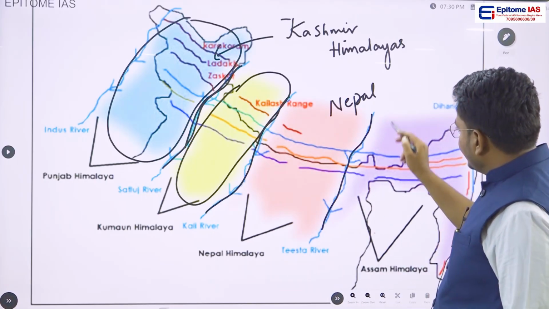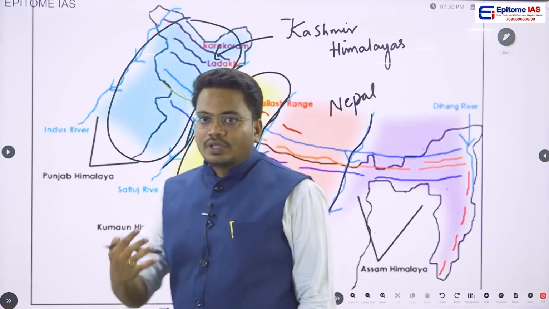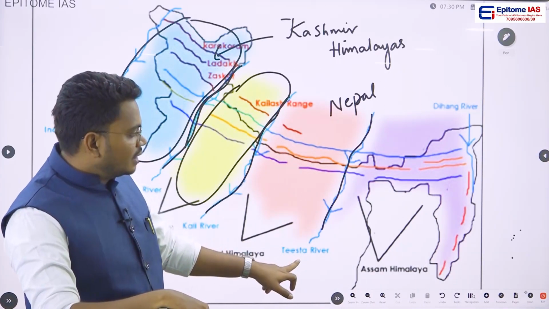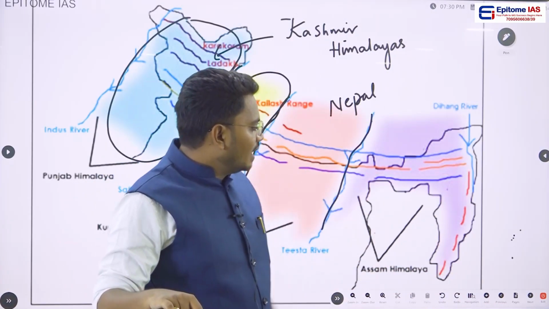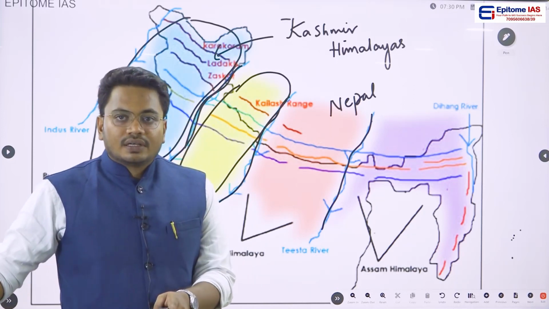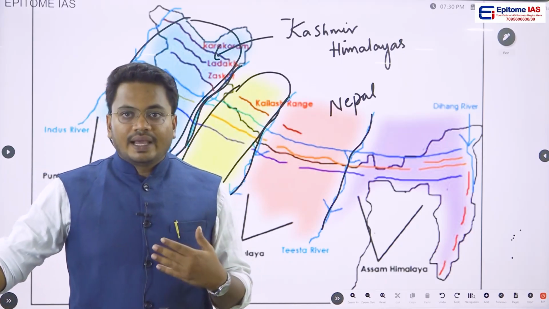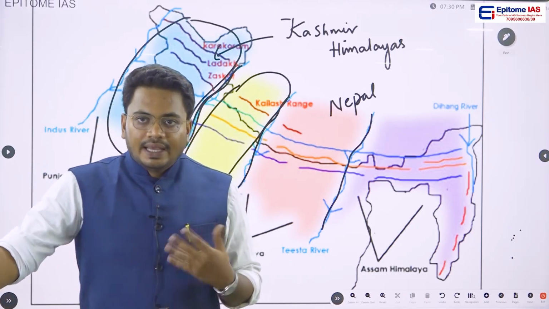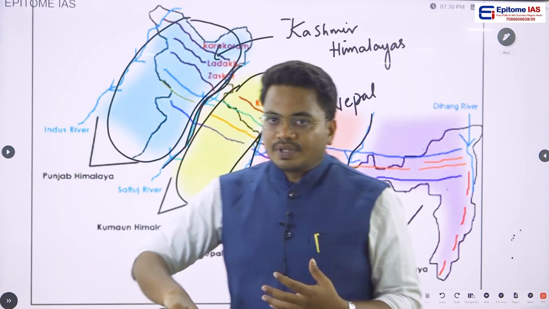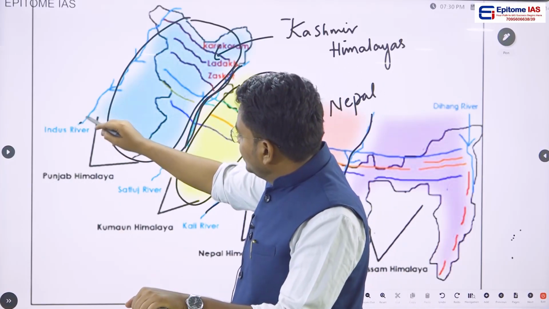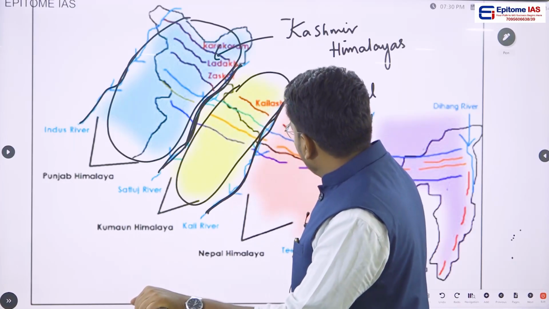Now to the east side of this Nepal Himalayas, we have Assam Himalayas, and to the west side of Assam Himalayas, we have Teesta River, and to the east side of this Assam Himalayas, we have Dihang River, right. So this division or this extent of Himalayas is called the longitudinal extent. Now the point to be noted in this particular concept is we need to remember the boundary rivers, right, the rivers which act as boundaries between these Himalayan divisions.